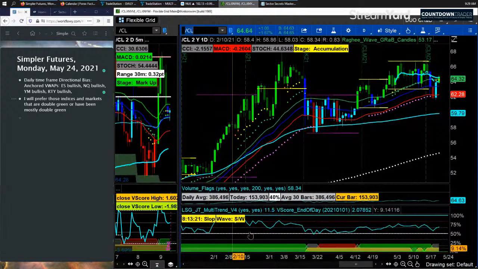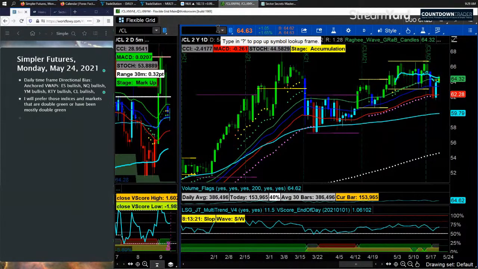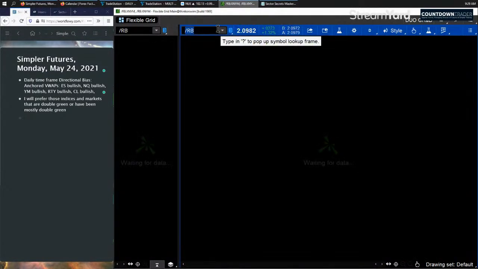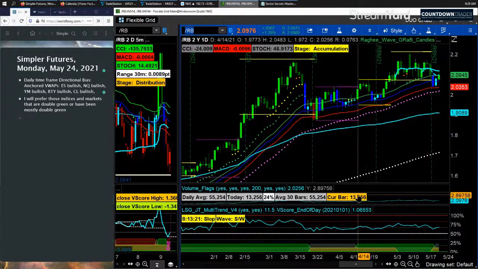Crude oil is just barely getting bullish again, so I like crude oil to the upside. Those of you that are in both the futures room and the Sector Secrets Mastery, we've been trading this, whether that be via the oil stocks or in the futures room. I've been saying, hey, straight up, just get long RBOB and crude.